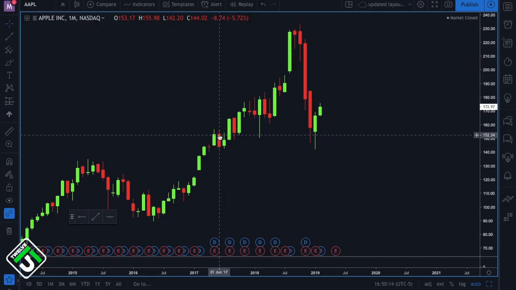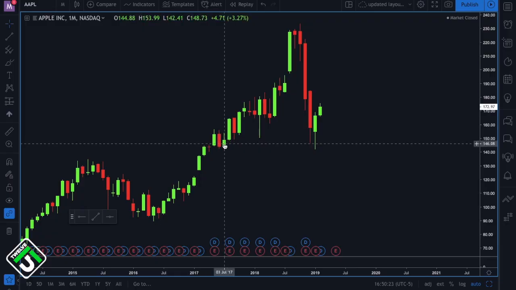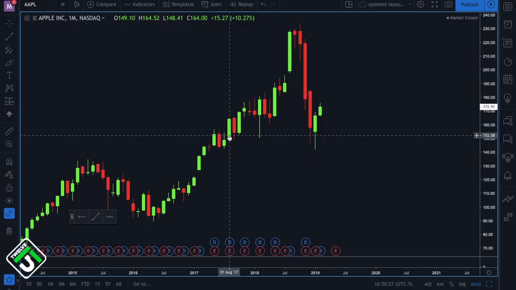So if we took, let's take this red candle right here. This month is June 2017. If I go over one candle, now it's July 2017. I go over another candle, now it's August 2017. And each one of these has an opening price for that month, the highest price of that month, the lowest price of that month, and the closing price of that month. So whatever time frame you choose, that is going to be whatever the candle represents.